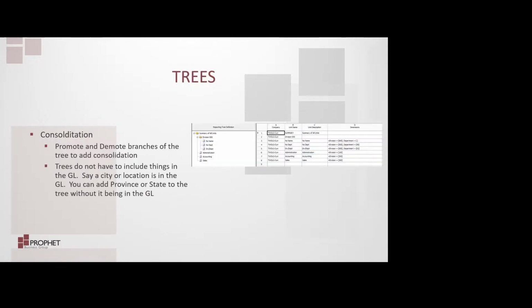Moving to trees, trees are extremely handy for consolidation. You can promote and demote branches of the tree for consolidation. Trees do not have to include things that are in your GL. Say a city or a location is in your GL, you can add a province or state or a country to the tree without it being in the GL, just by knowing where that location is.